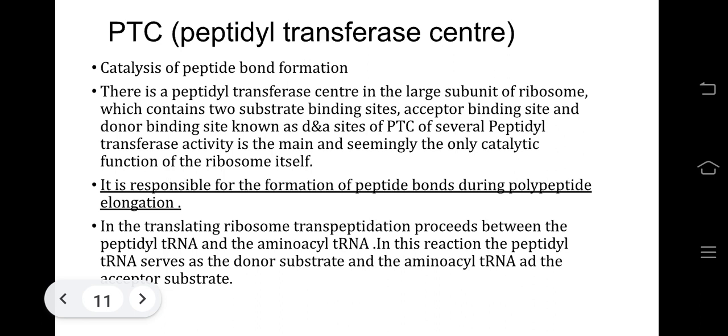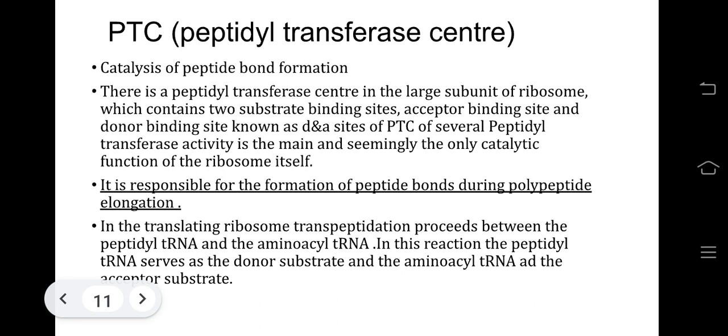In the translating ribosome, transpeptidation proceeds between the peptidyl tRNA and the aminoacyl tRNA. In this reaction, the peptidyl tRNA serves as a donor substrate and the aminoacyl tRNA as an acceptor substrate. During transpeptidation, the PTC binds the 3' terminal adenosine with the aminoacyl residue of the A site bound tRNA at the A site, and the 3' terminal CCA sequence with the aminoacyl residues and its peptide group of the P site bound tRNA at the D site. PTC is located at the large subunit on its interface site under the head, and more exactly in the region of the groove separating the head from the rest of the body.